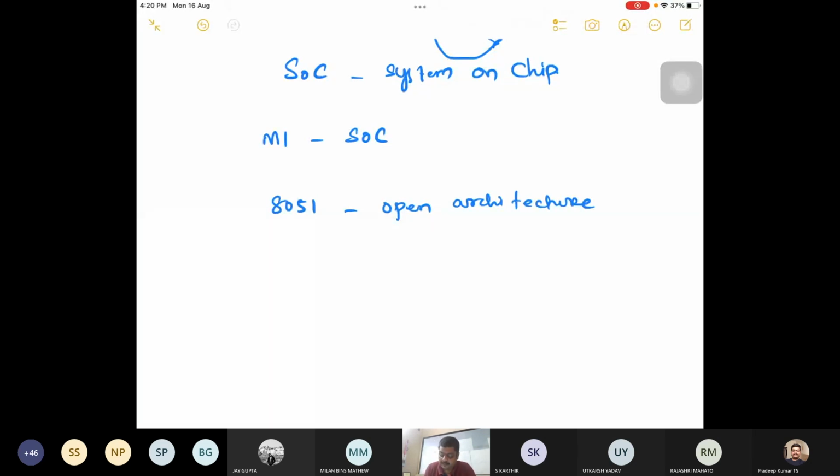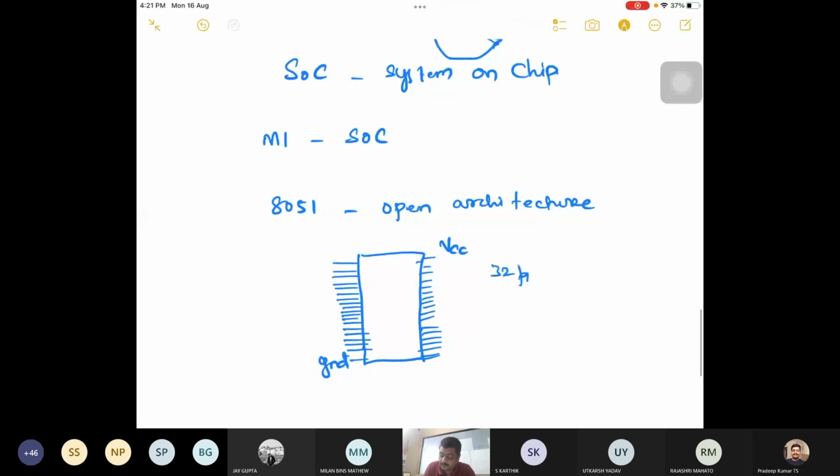And the IC will be looking something like this. So 1, 2, 3, 4, 5, 6, 7, 8, 9, 10, 11, 12, 13, 14, 15, 16, 17, 18, 19, 20. This side also 20. So this is what the pins contain. So pin one will be VCC, and this will be ground. All other pins, totally 40 pins. Among these 40 pins, 32 pins are IO ports.